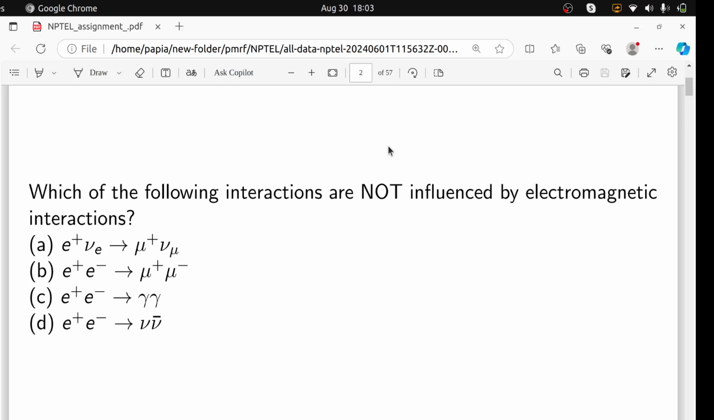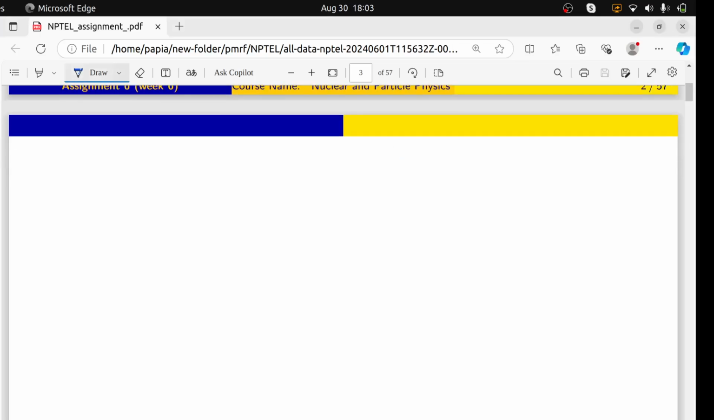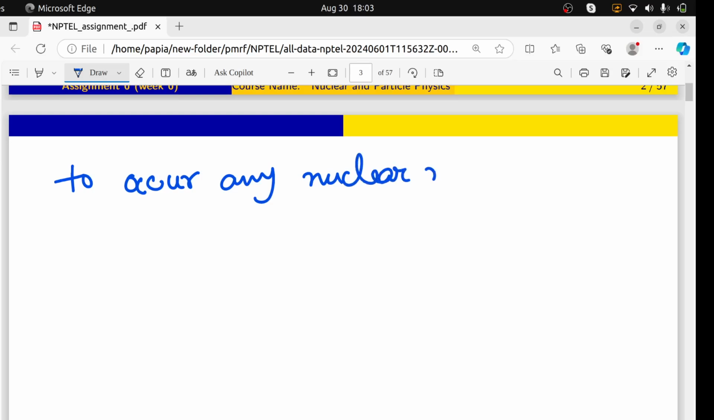For any interaction to happen in nuclear physics, I just want to write a small general term here: to occur any nuclear reaction, we need to conserve three things at most. At the very first step, we need to check that these three quantum numbers, or these three conditions, are conserved in any type of nuclear reaction.